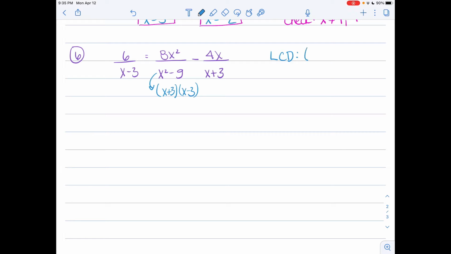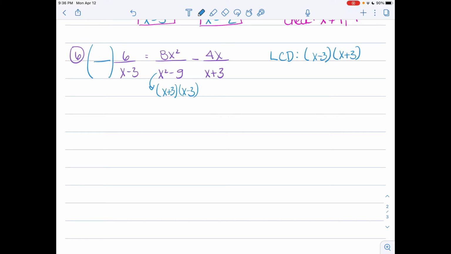as, let's see, I have an x minus 3 here, so x minus 3, and then I have an x plus 3 and an x minus 3 here, so I need to bring in that x plus 3. The x minus 3 is already accounted for, and then this one is an x plus 3, already accounted for. So my LCD is x minus 3, x plus 3, and I need to multiply each expression by what it'll take to make the denominator into my LCD.